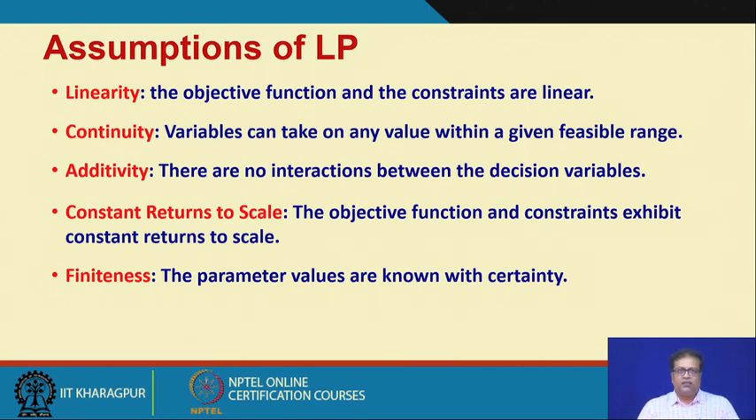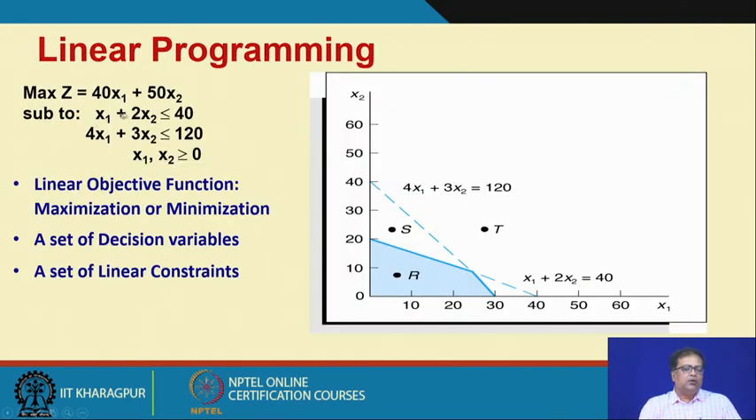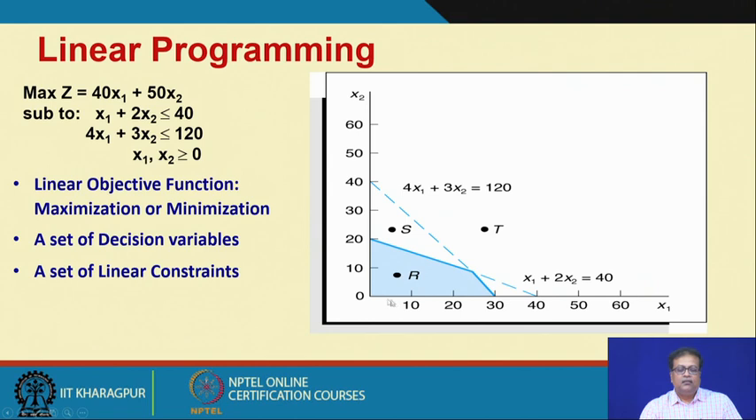What are the assumptions? The first assumption: the objective function and the constraints are linear. That means in all these constraints, there should not be higher order terms. For example, it should not be x1 square plus 2x2 less than equal to 40. If you have higher order terms, then they are not linear. You cannot represent them by straight lines, and if you cannot represent the constraint lines by straight lines, then the fundamental thing that one of the feasible corner points will be optimal will not be valid.